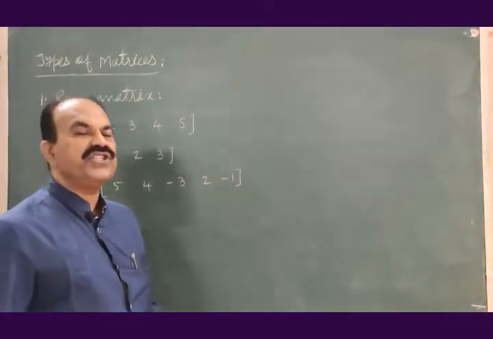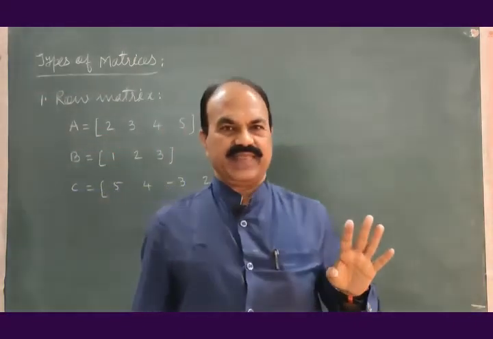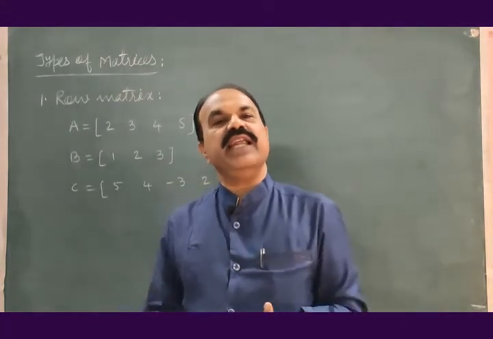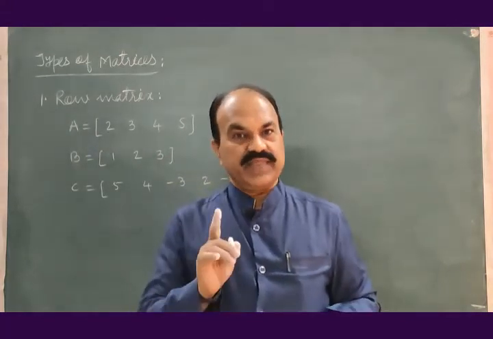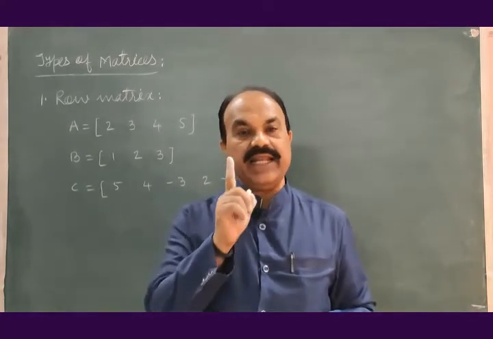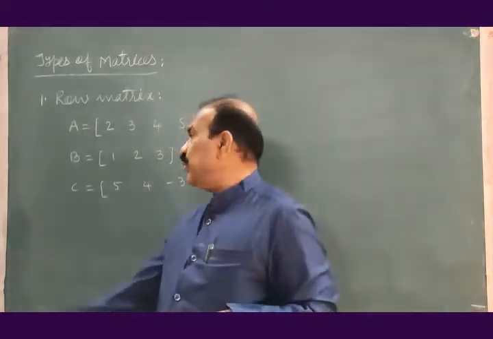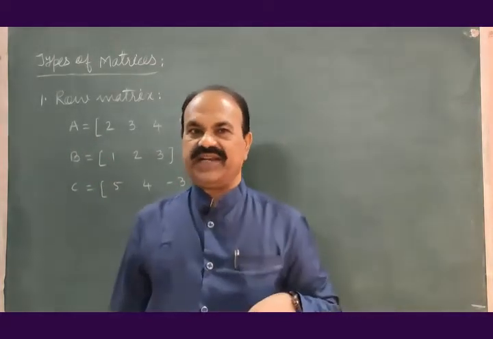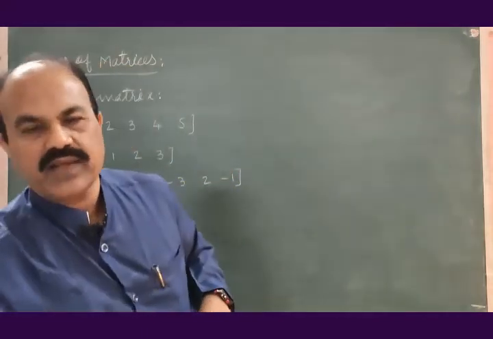There is no restriction on the number of columns. It may have any number of columns, but it should have a single row. Then and only then can we call this matrix a row matrix. First category, first type.